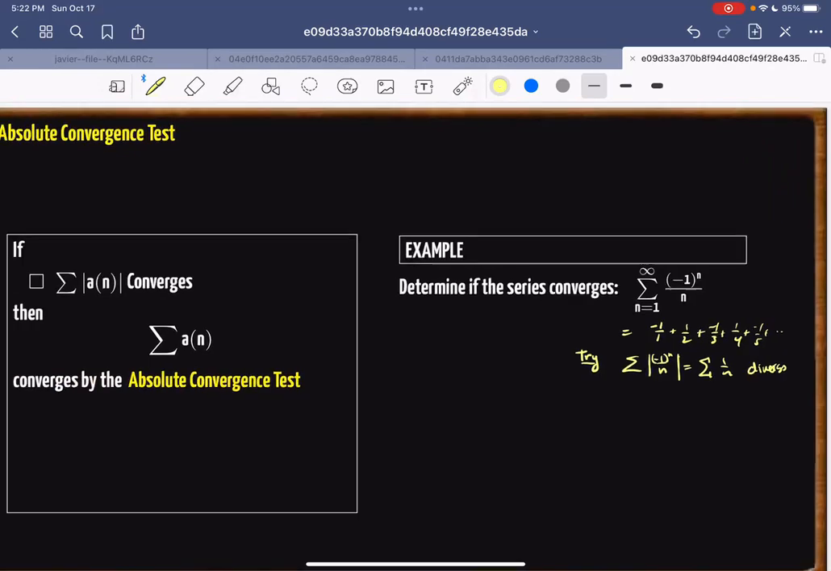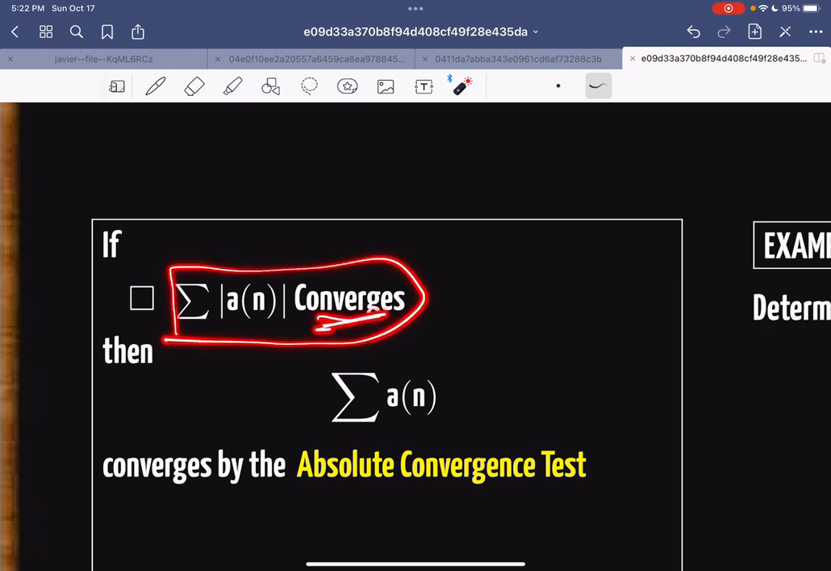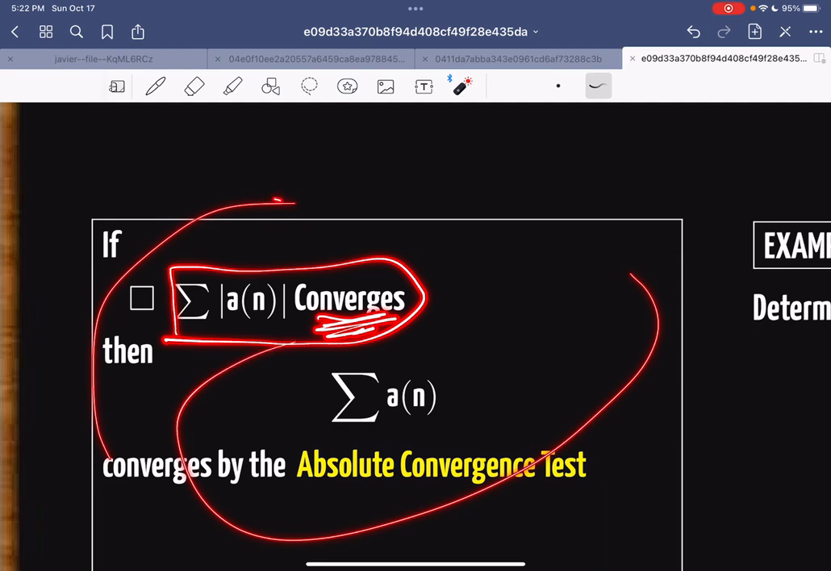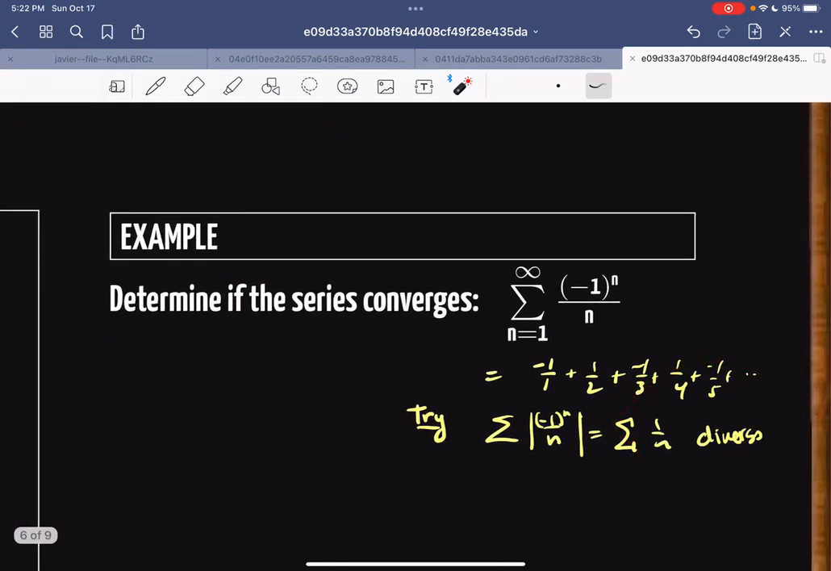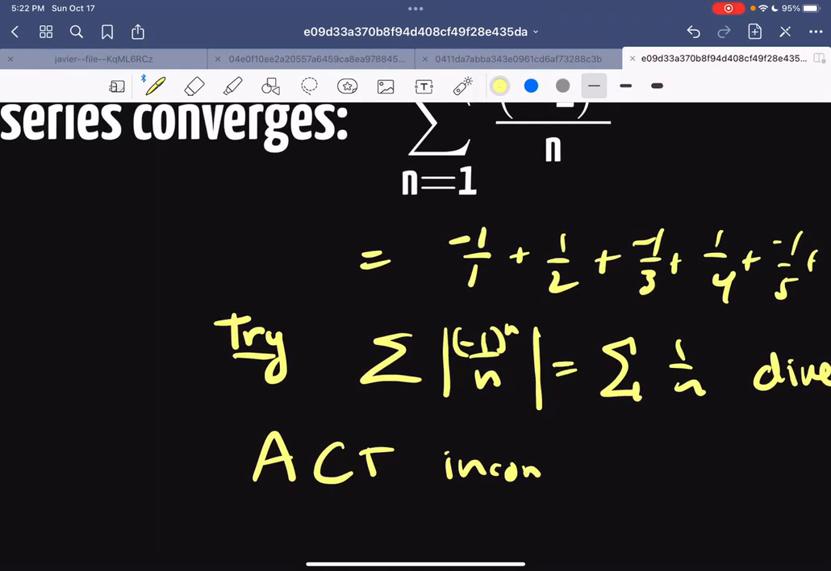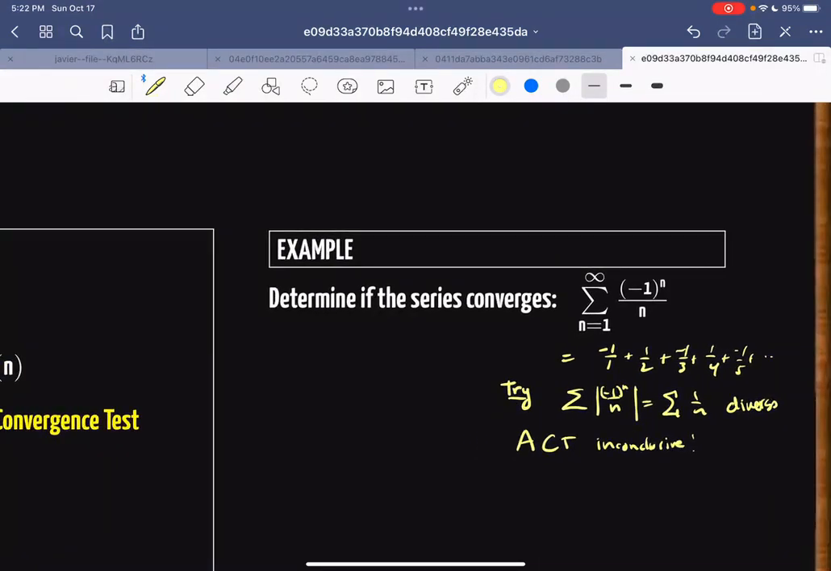Then what can you say according to the absolute value convergence test? Well, nothing, because the condition is only met if the absolute value version of the series converges. This thing says nothing, absolutely nothing, if that one diverges. So this test is inconclusive. The absolute convergence test is inconclusive. So what else do we have to do? We have to try some other test.